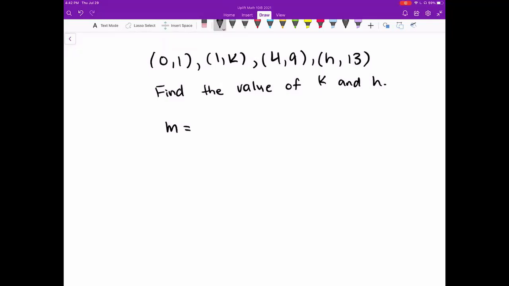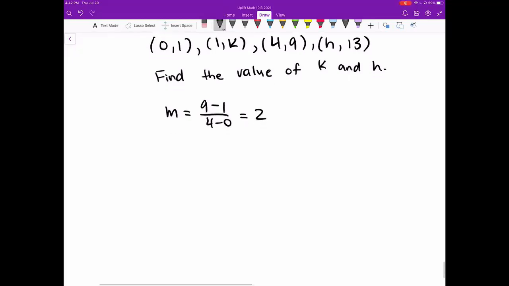Oh, that's true. So we got to find the slope between those two points. It's rise over run, 9 minus 1 divided by 4 minus 0, and we get 8 over 4, which is 2. And then here, let's try to find k first. What we can do is find the slope between (1, k) and (0, 1), so we can do k minus 1 divided by 0 minus 1.